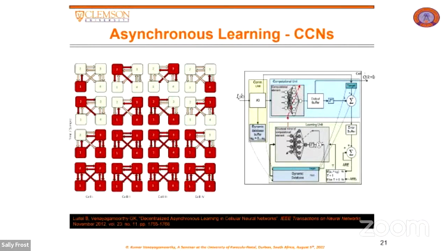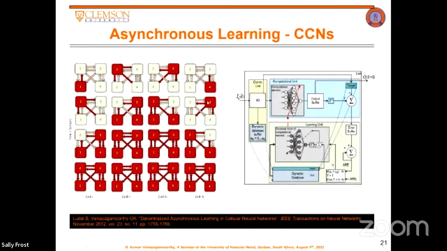The nice thing about the CCN is that it breaks down the complex systems into subsystems and components and cells. It's a distributed way of modeling. And the other thing is that you can have asynchronous learning in the cells, which means that if you have 4 cells, for example, and one cell doesn't meet its threshold performance, that cell can trigger its learning.